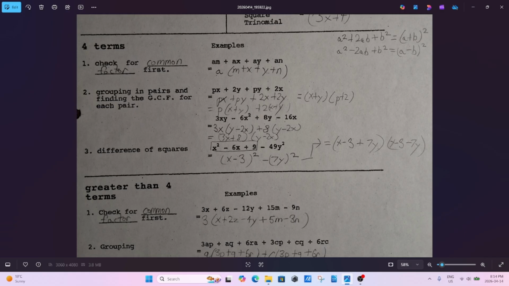Okay, 4 terms. Check for a common factor first. So for example, we can factor out an a from am plus ax plus ay plus an. We could also group in pairs and then find the greatest common factor for each pair. So for example, px plus 2y plus py plus 2x, we can get px plus py together and the 2x plus 2y together. Then we factor out a p from the first pair and the 2 from the second pair. And we realize that it is x plus y times p plus 2.